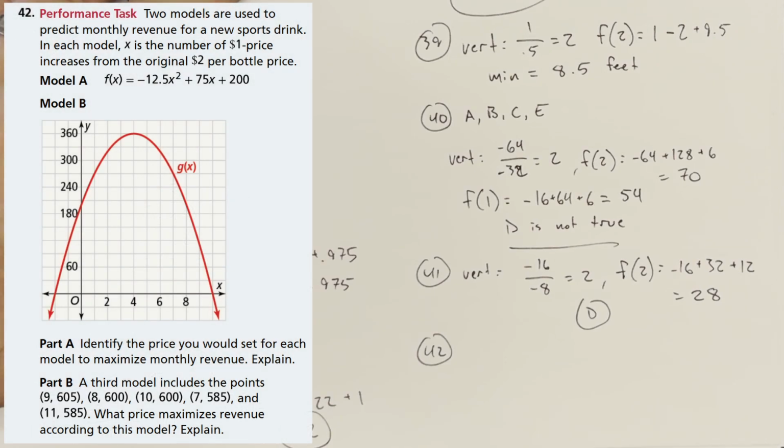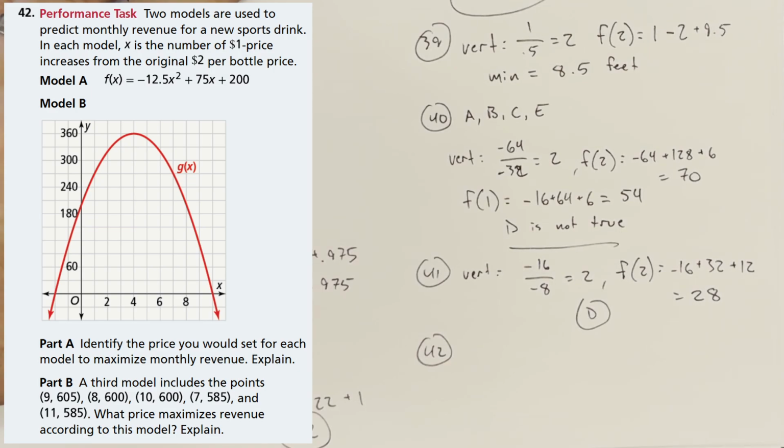This is kind of a longer one. 2 models are used to predict monthly revenue for a new sports drink. In each model, x is the number of $1 price increases from the original $2 per bottle price. So we have model A, negative 12.5x squared plus 75x plus 200. Then we have model B, which is this graph. And we say, part A, which price would you set for each model to maximize monthly revenue?